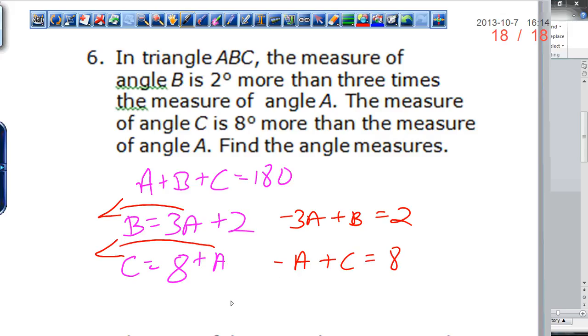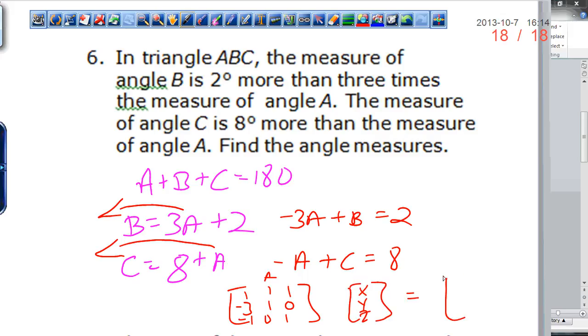This one's good to go, so my matrix is going to be 1, 1, 1 for A, B, C. Boom, there. -3, 1, and 0 for C. And then lastly, -1, 0, and 1, 0 for B this time. So that's my A matrix, X, Y, Z, A, B, C, whatever you want to call it. And then lastly, 180, 2, and 8. Okay? Put that in. That should give you your answer.